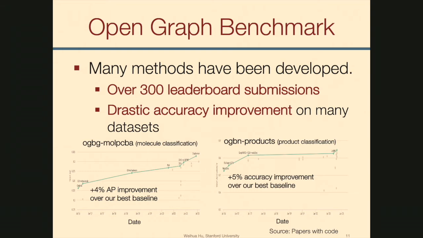And since the introduction of OGB last year, many methods have been developed on our datasets. Over 300 public leaderboard submissions have been made, and drastic accuracy improvement over many datasets has been observed. Here are two examples of OGB datasets, and we see there's a sharp increase in the accuracy on both of the datasets, and a lot of innovative methods have been developed in order to achieve that.